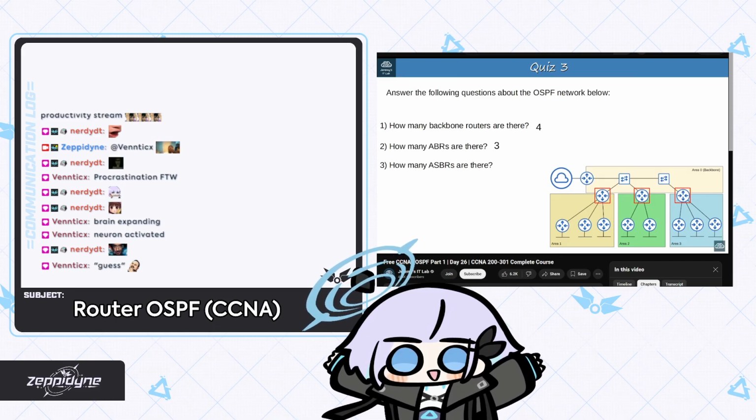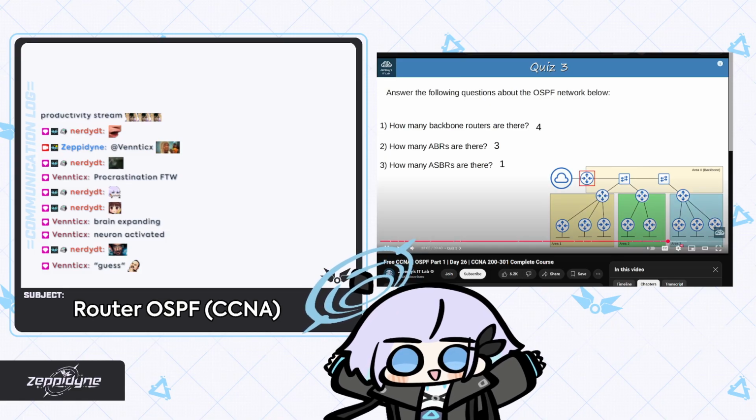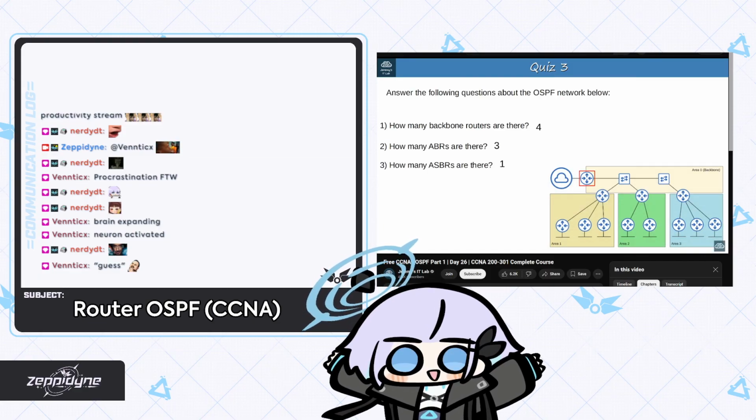Finally, how many ASBRs are there? 1. This router here connects the OSPF network to the internet and likely advertises a default route into the OSPF domain. Right. Let's go to question 4.